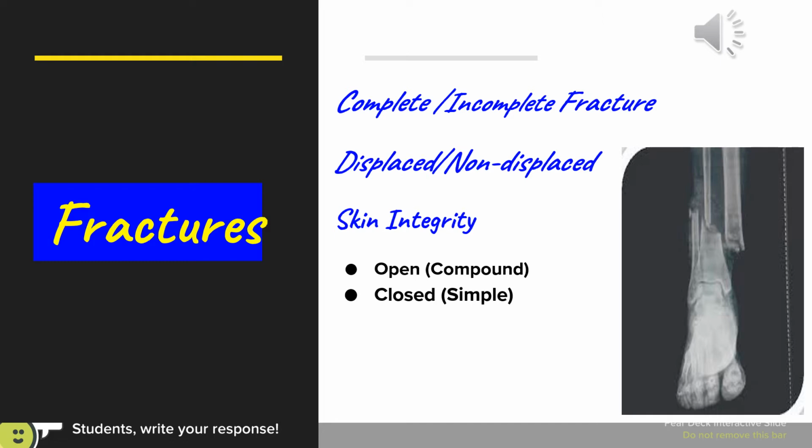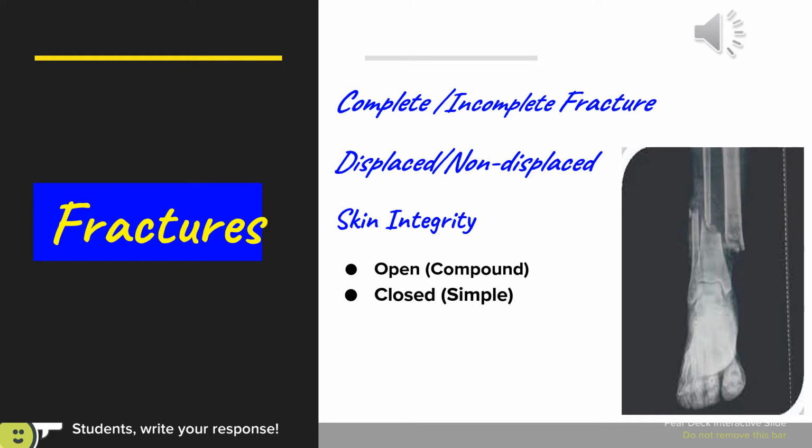It looks like the bones are broken all the way through. They are no longer in alignment, and it looks as if the bone has broken through the skin also. So that would make this a complete fracture, broken all the way through, displaced because it's no longer in alignment, and an open compound fracture because it has gone through the skin. So this is a complete displaced, open tibular-fibular fracture.